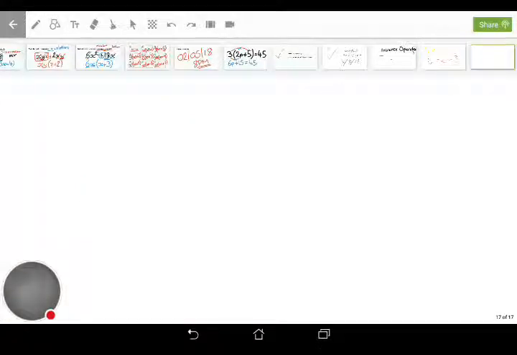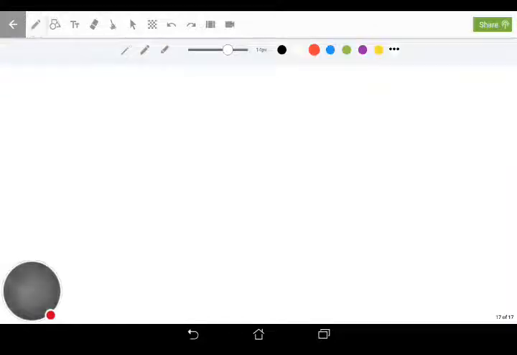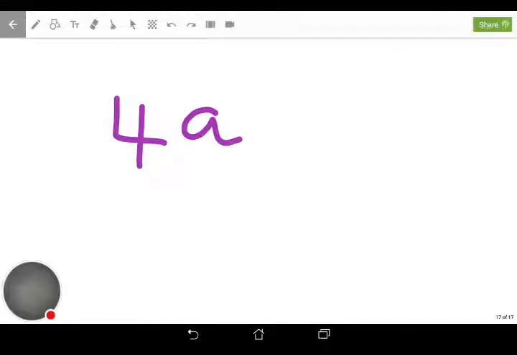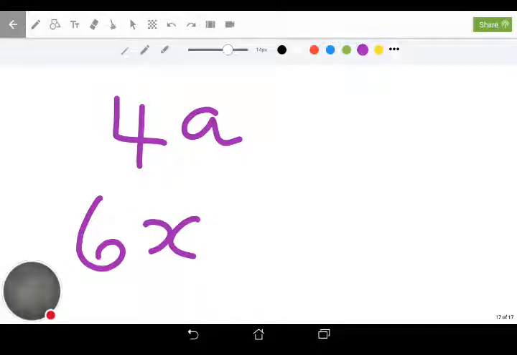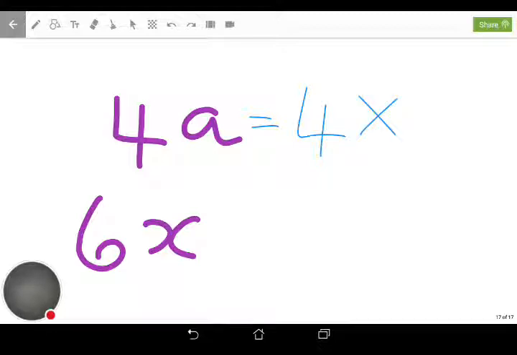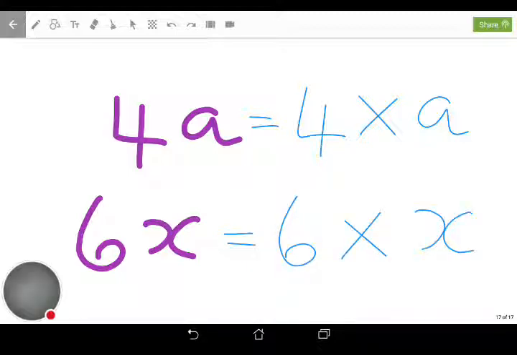Okay, now moving on, just another point I'd like to point out before we do move ahead. There's times when you can have a number and a letter next to each other. So it might be 4a, we might have 6x. Now it's important to understand what that symbol actually means. Where there's no symbol, or where you've got a letter and a number next to each other, that always means times. So this is the same as 4 times or multiplied by a. 6x is the same as 6 times by x.